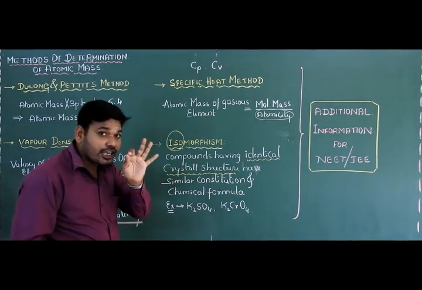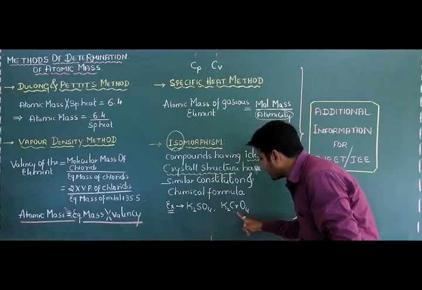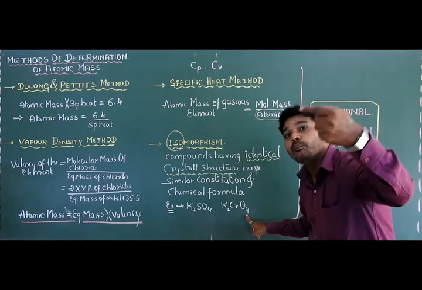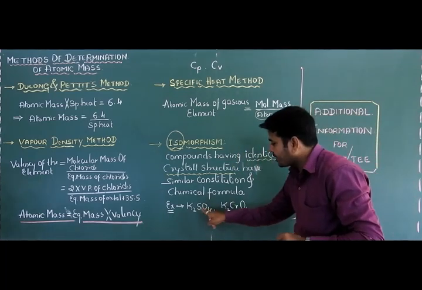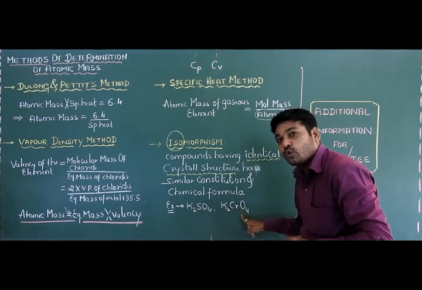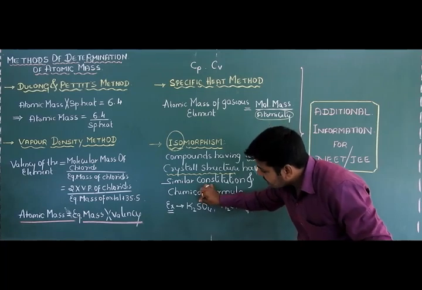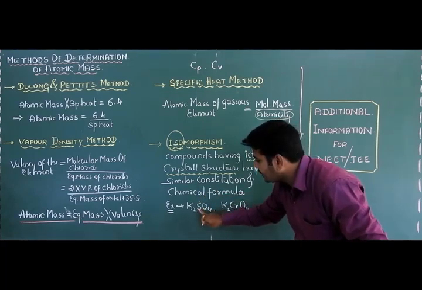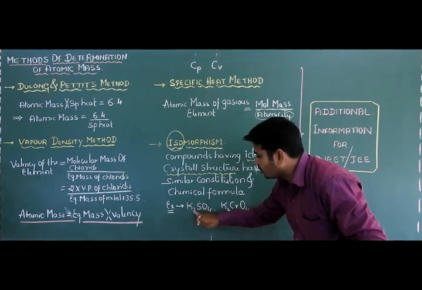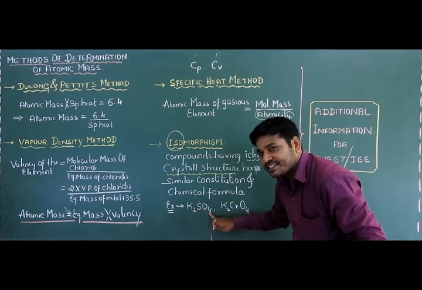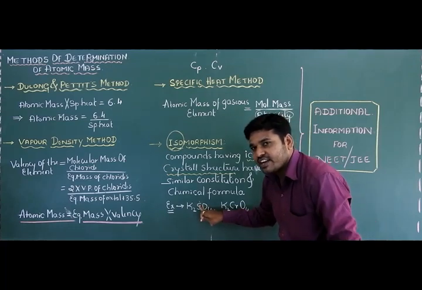Listen to the explanation carefully. Here, one is potassium sulfate and the second one is potassium chromate. The suffix is "ate" in both. In K2SO4, the sulfur atom is attached to 2 potassium and 4 oxygen. 2 plus 4, how much? 6. That means the valence of the sulfur atom here is 6.